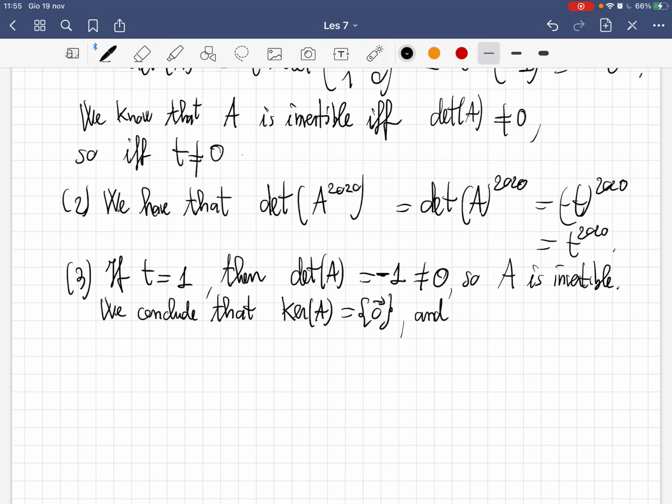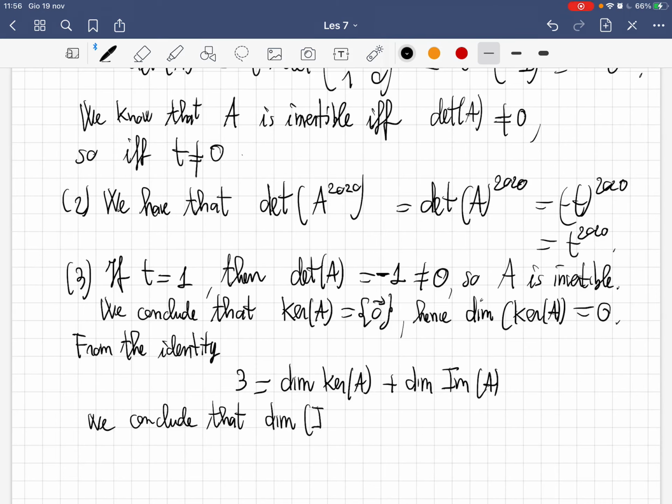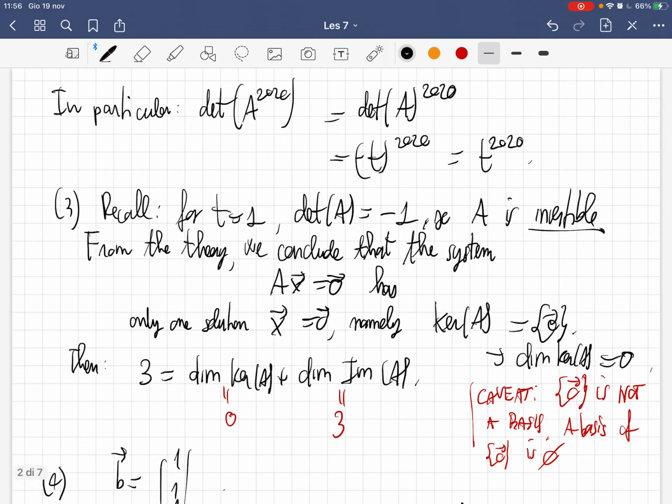And so hence the dimension of the kernel from the identity three equal to we conclude that the dimension of the image is equal to 3. Okay, that's okay. That's perfectly okay.